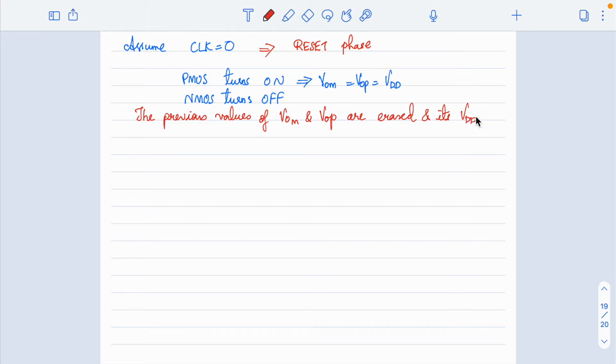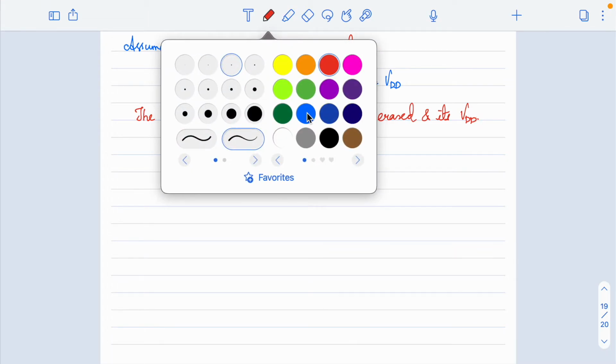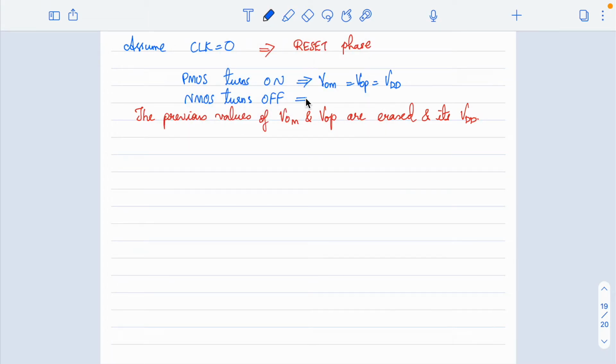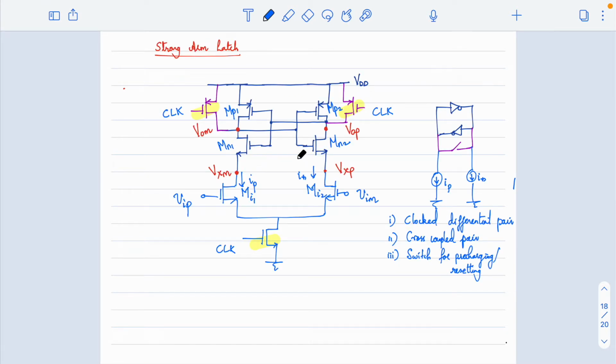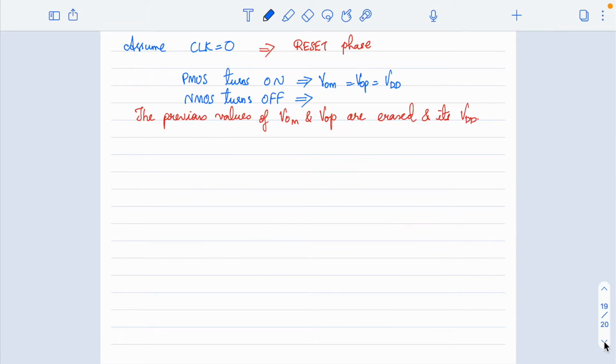Now what happens to the NMOS transistor? Since NMOS turns off, it will actually disable the entire structure, because if this is off, these two transistors will not draw any current. As a result, even all these four transistors also will be off, or will be disabled. The rest of the circuit is basically disabled, since it is not drawing any current.